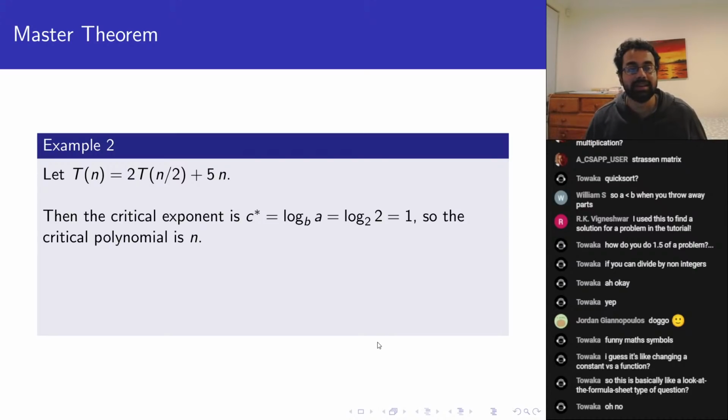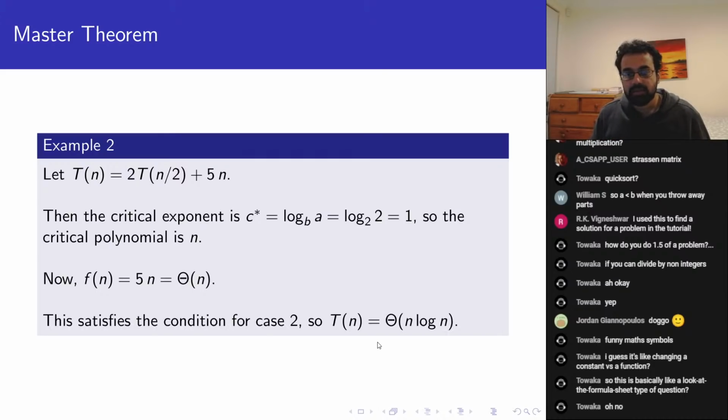In other words, we are in case 2 of the master theorem. Of course, f(n) is big theta of the critical polynomial n, and this means case 2 of the master theorem says the answer is T(n) equals the critical polynomial n times an extra factor of log n. And that's it. Does that make sense?